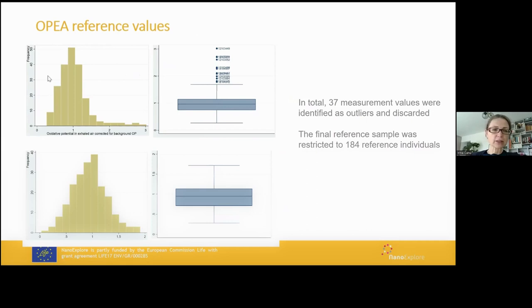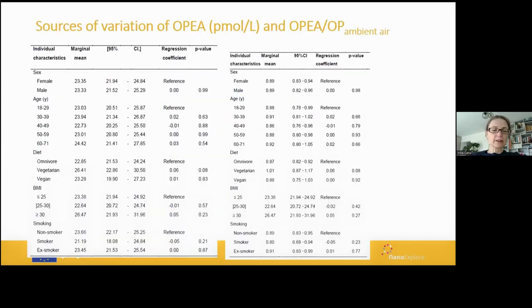As you can see, the distribution is skewed on the right, and we have some outliers. And when discarding these outliers, we could normalize the distribution pretty well and have a perfectly symmetric box plot. So for this data, we then look at how the different population characteristics might influence these values.